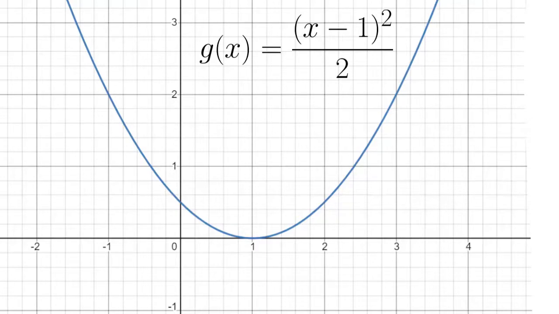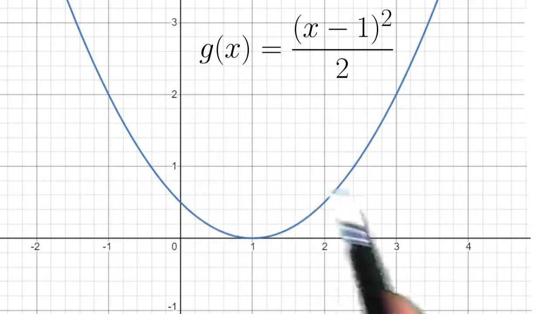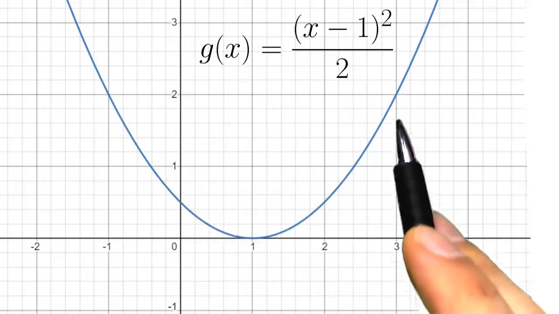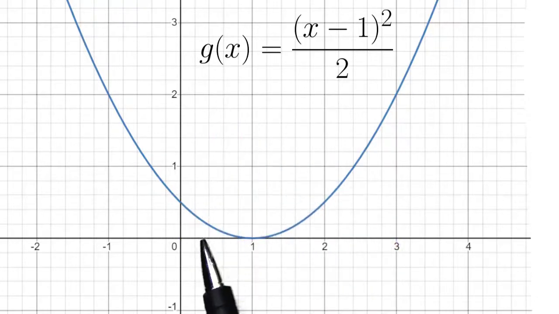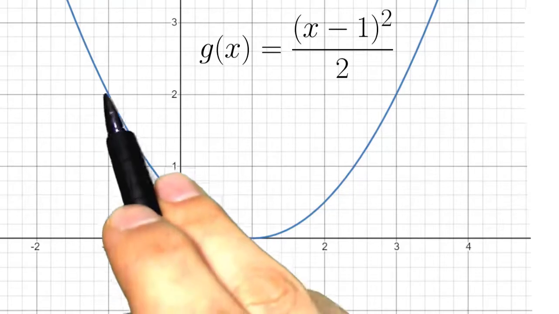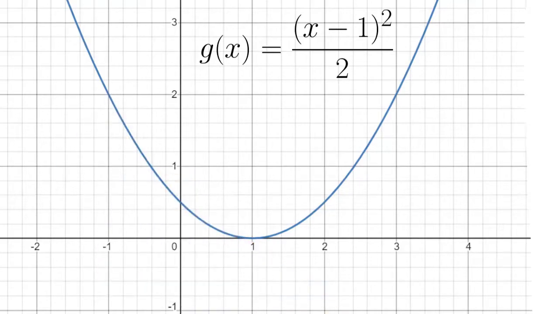All right, so what goes wrong here? What's the issue? Well, this is a perfectly normal function. I can evaluate this function at different values of x. If I want to plug in x equals 2, I find that g of 2 is equal to a half. 3, g of 3 is equal to 2. 0, g of 0 is equal to a half. Negative 1, g of negative 1 is equal to 2. Works totally fine. But what about the inverse?